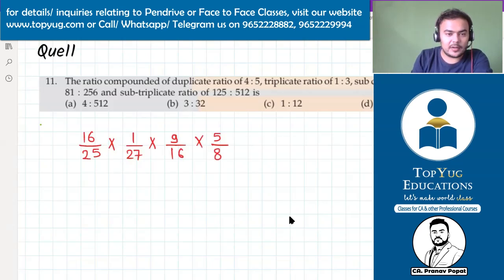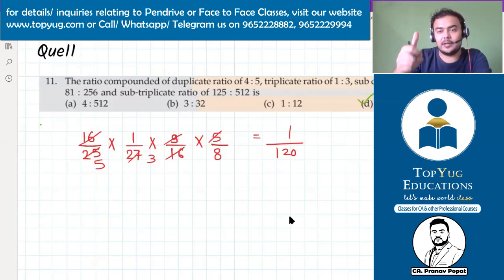Yes. Now let's cancel things. 16 and 16 cancel. 9 threes are 27. And only 5 is in the numerator. I can also cross 5. Sorry, 5 fives are 25. So 1 upon 15, 8 fifteens are 120. And 1 upon 120 is none of the options. So the correct answer is option D.